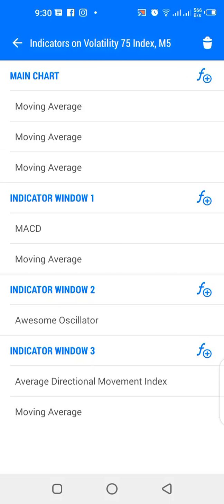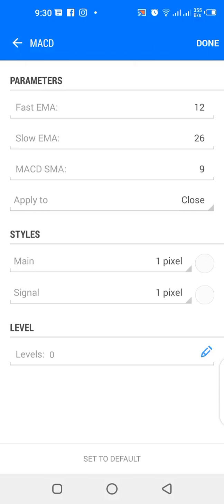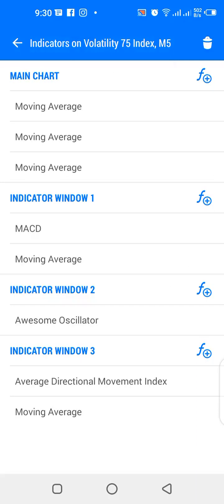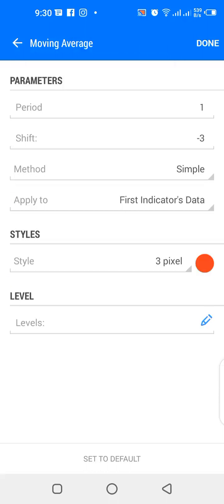Then the indicator window 1, MACD. Let's look at settings: 12, 26, 9, apply to close. Now the color will match the background color of the chart. Then we have the 0 level, color is black. Apart from MACD, we have a moving average, 1 period, shift is -3, method is simple, apply to first indicator's data, color is red.